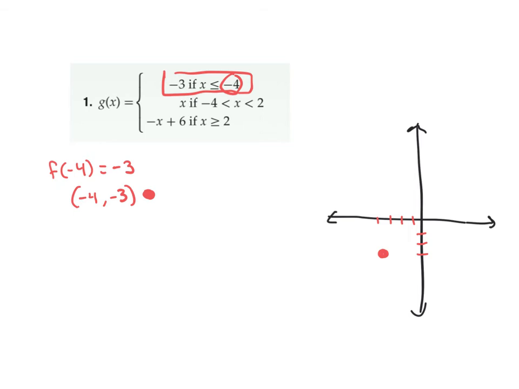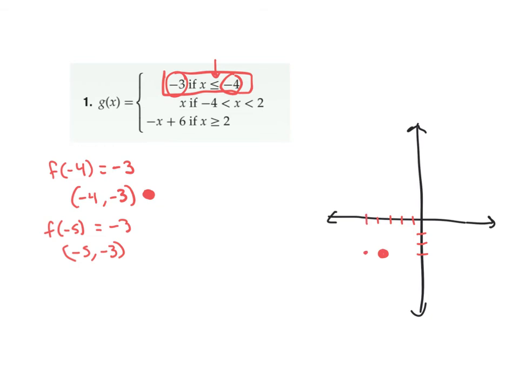We can plug in any number that's less than -4. So let's plug in -5. What do we get when we plug in -5? -3. We always get -3 since it's just -3. So what's our point? -5, -3. So we go to the left 5 and go down 3.